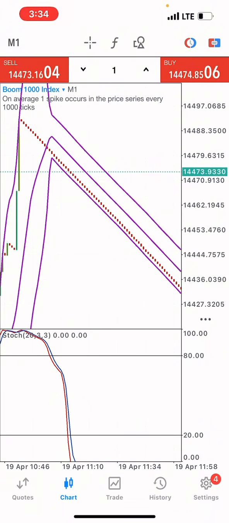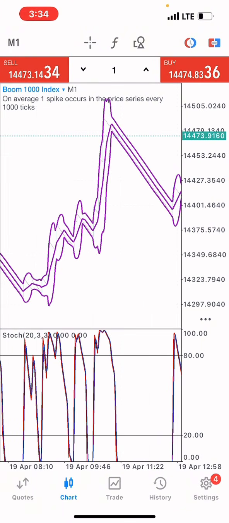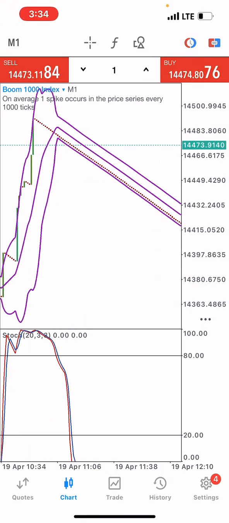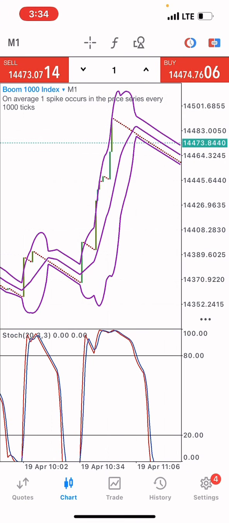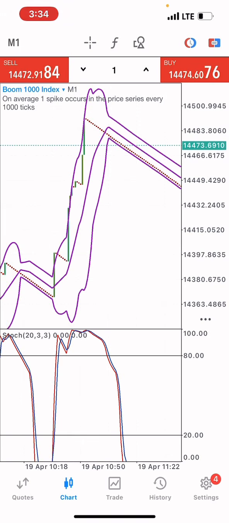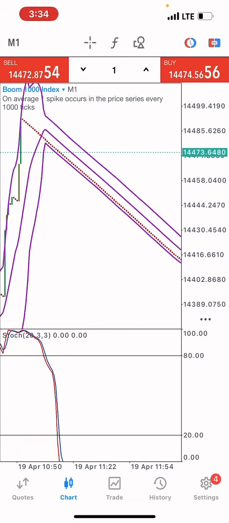Some of you might want to ask me the zoom level. Make sure you use the third zoom level. Always use the third zoom level. All right, for this strategy, make sure you use the third zoom level. It gives more accurate information than any other zoom level. Okay, so you are good with that.